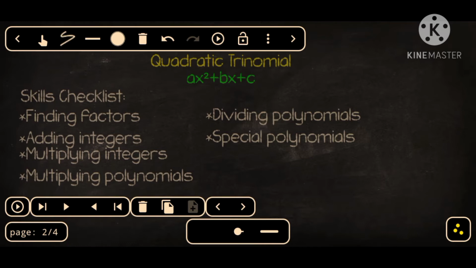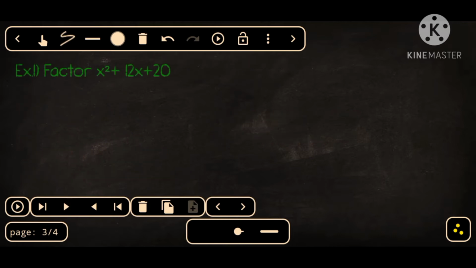Okay, so let us now proceed to our example on how to factor polynomials applying quadratic trinomial. So again, quadratic trinomial follows the form ax squared plus bx plus c, where a is equal to 1 and b and c is any number. So let's have an example. We're going to factor x squared plus 12x plus 20.